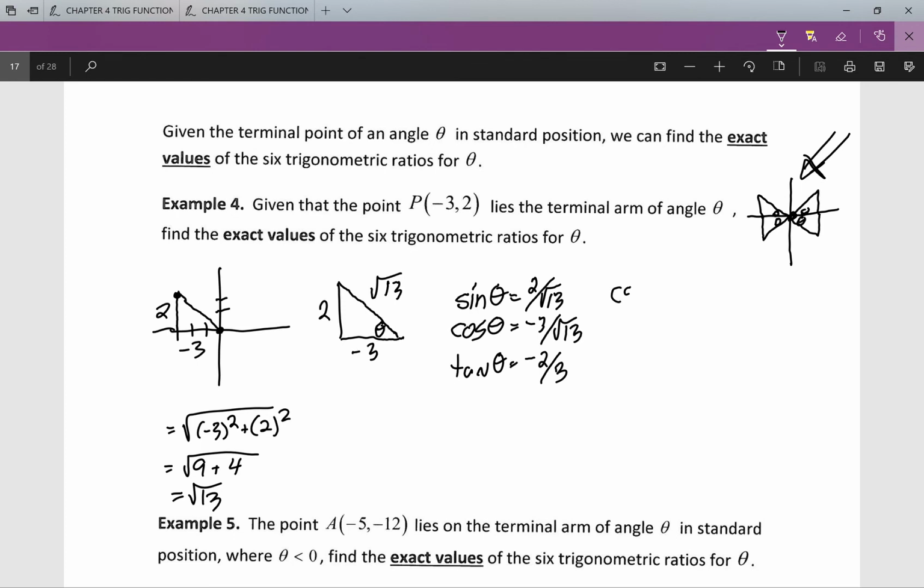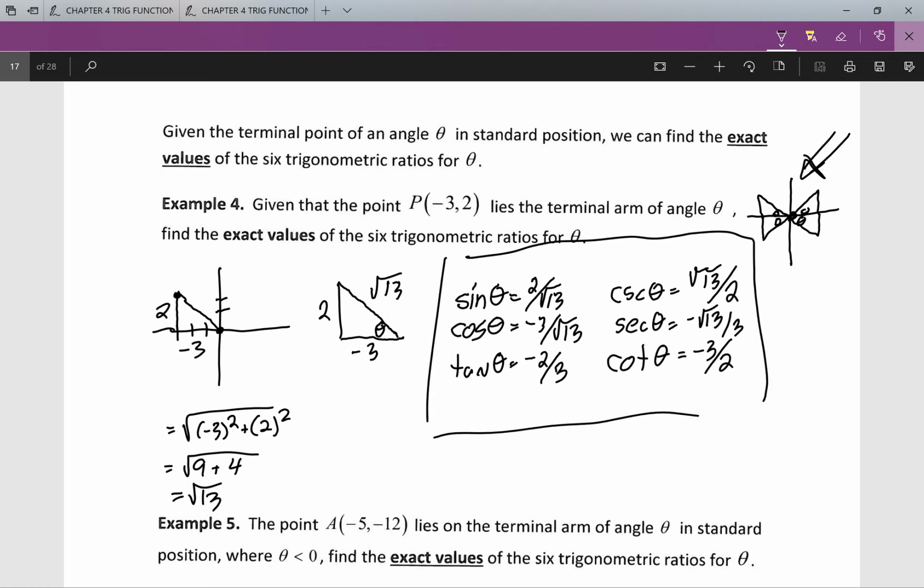Then my cosecant theta is just the reciprocal of sine theta, so that gives me root 13 over 2. My secant theta is just the reciprocal of cos theta, so that's going to give me negative root 13 over 3. And finally, my cotan theta is going to be the reciprocal of tan, which will give me negative 3 over 2. So that would be my 6 trigonometric ratios.